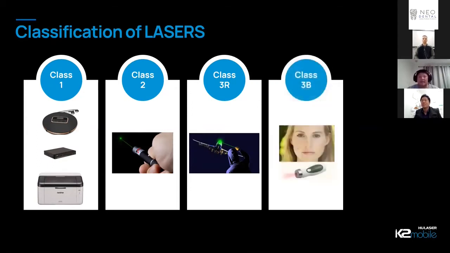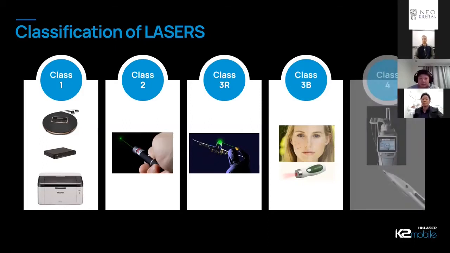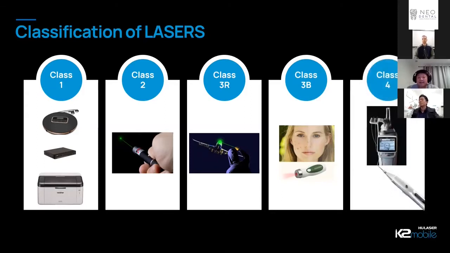The class 3B lasers are the ones that can emit up to about 0.5 watts of power. These are definitely an eye hazard, and skin can be burnt as well at higher levels. Think of physiotherapists, chiropractors and beauticians, who use laser therapy to help exfoliate the skin and whatnot. But what we're all interested in is these class 4 lasers.